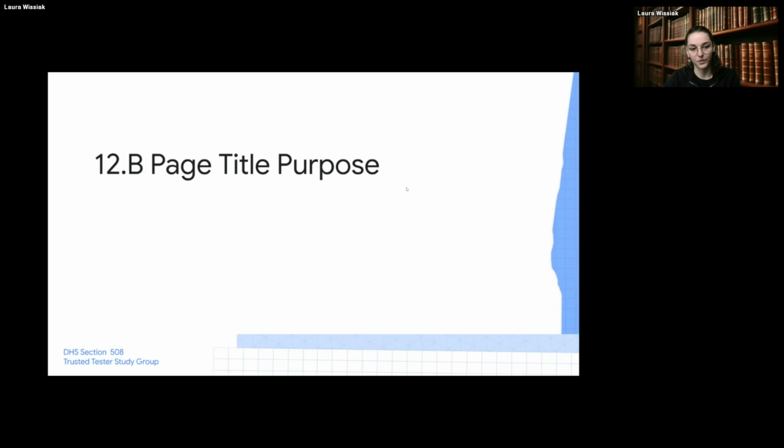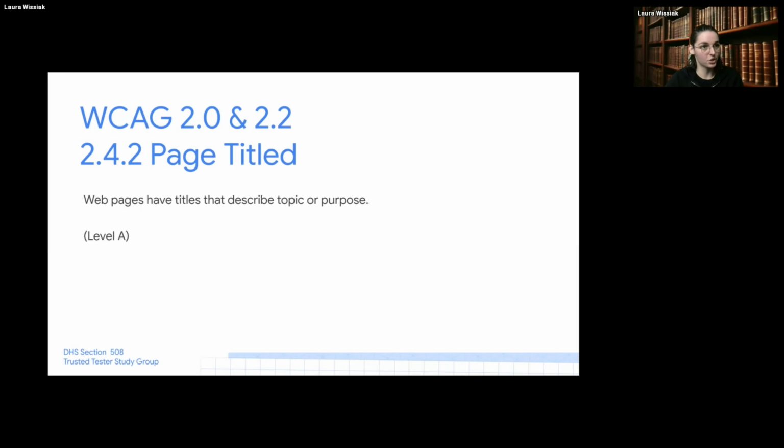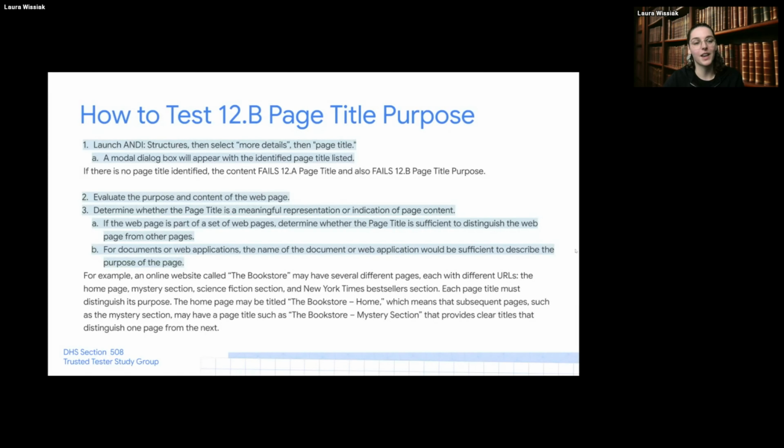Now we're moving on to something very closely related, but slightly different, the page title purpose, which is a bit more suggestive because it just states that web pages have titles that describe topic or purpose. So it is still success criteria 2.4.2, and it is still a level A record. But the purpose can be a bit subjective. What we are looking for is usually the same as before: we look at more details and page title in ANDI. Then a modal dialog will appear and identify the page title. If there is no page title identified, then the content fails 12A page title, and it also fails 12B page title purpose, because if there is no page title, it also does not have purpose, if that makes sense.